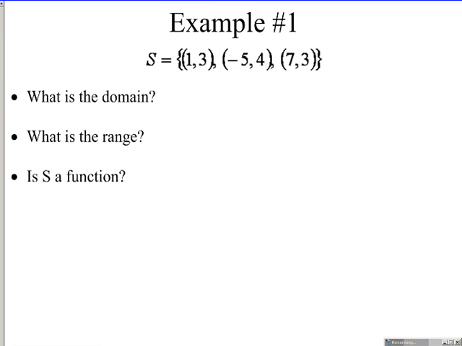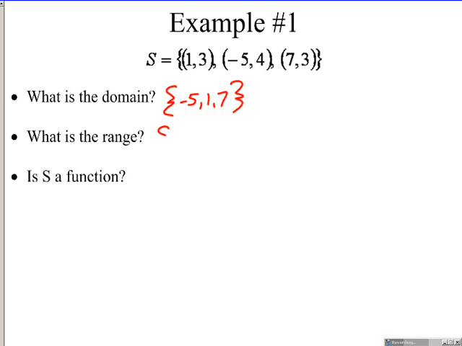Okay, let's start with our ordered pair relation here, where S is equal to the three ordered pairs (1, 3), (negative 5, 4), and (7, 3). First question, what is the domain? Well, the domain, remember, is our x values or inputs. We put in 1, we put in negative 5, and we put in 7. There's our domain. Notation-wise, you should be writing these in order: negative 5, 1, and 7.